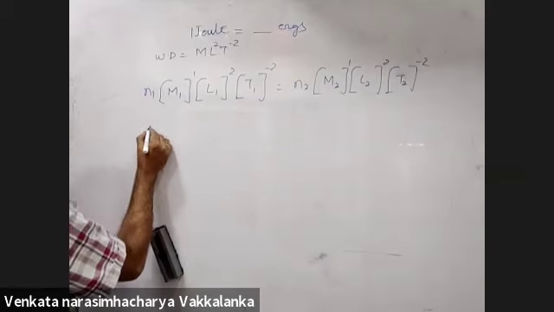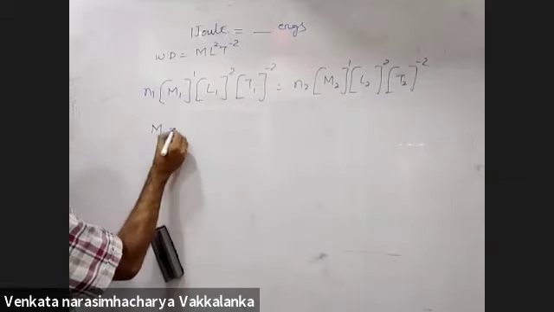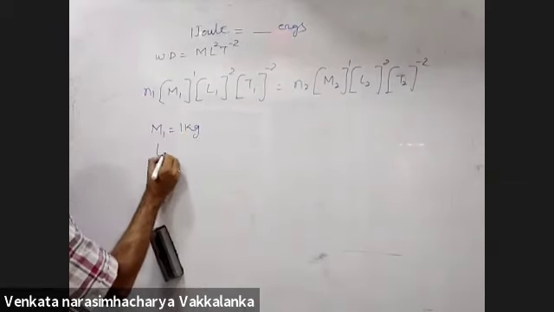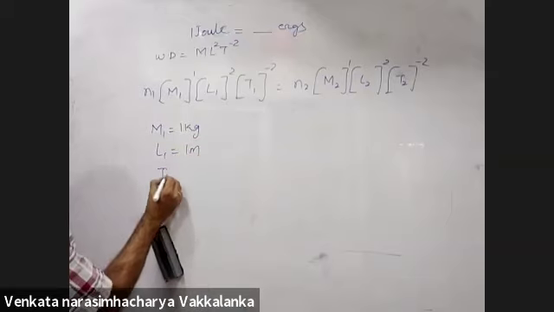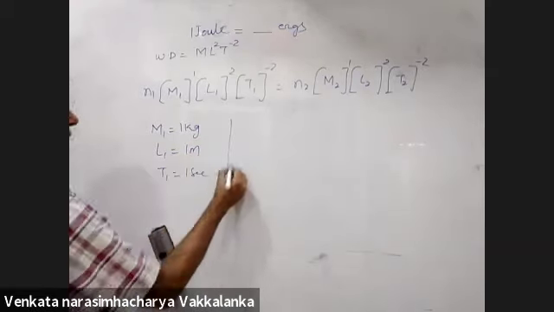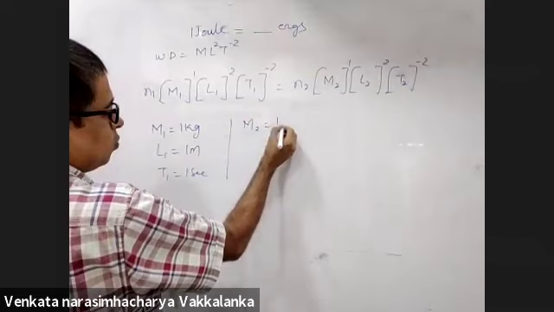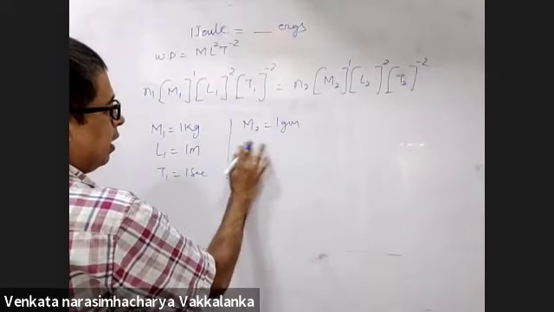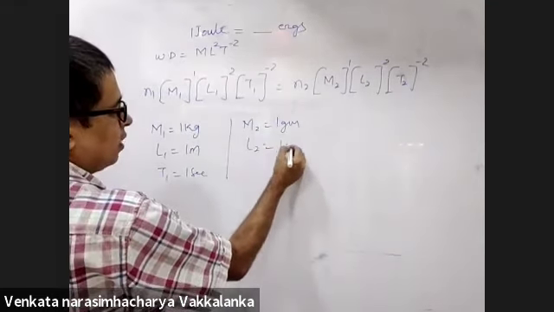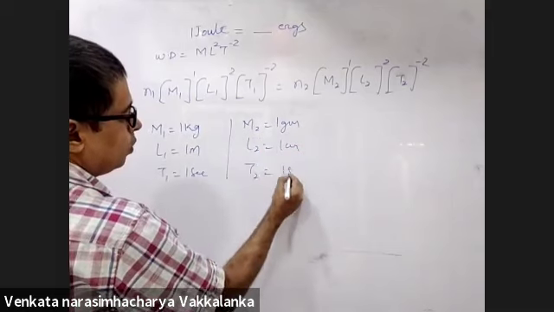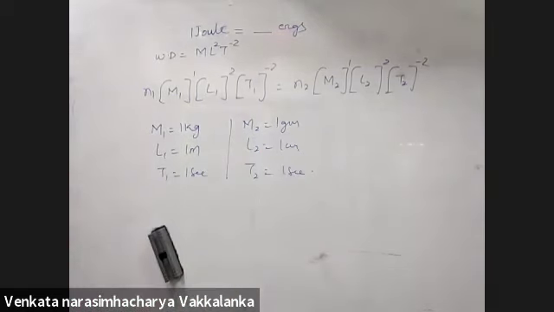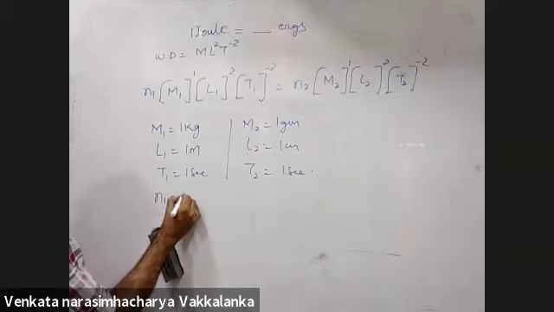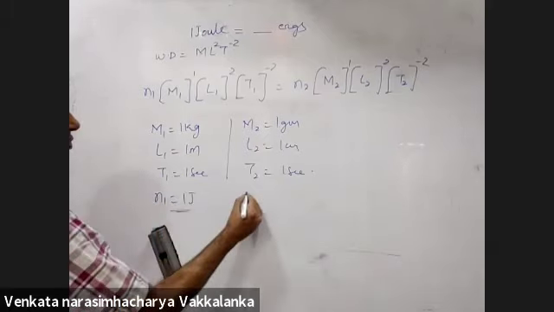M1 is how much? M1 is 1 kg, L1 is 1 meter, T1 is 1 second. M2 is 1 gram, L2 is 1 centimeter, T2 is 1 second. Hurry up. N1 will be 1 joule. Find N.